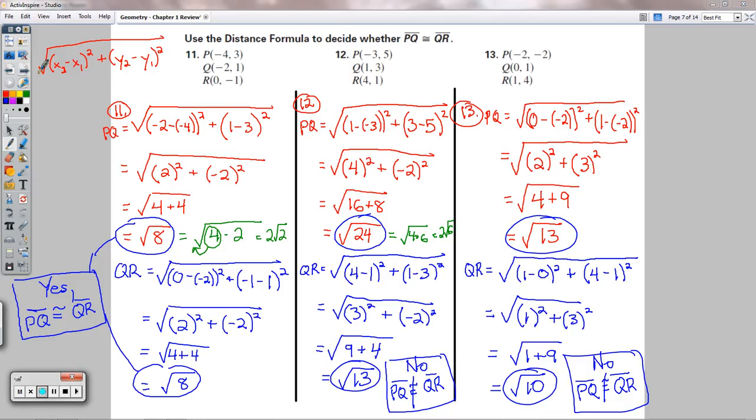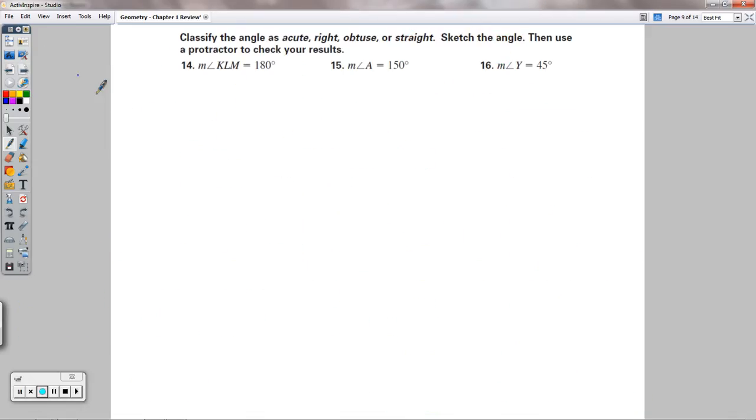So, yeah, I'm glad that's over. That's a lot of work, but that's okay. And now I think we're moving on to some easier ones to do here.